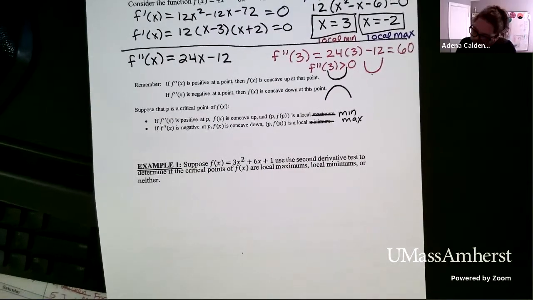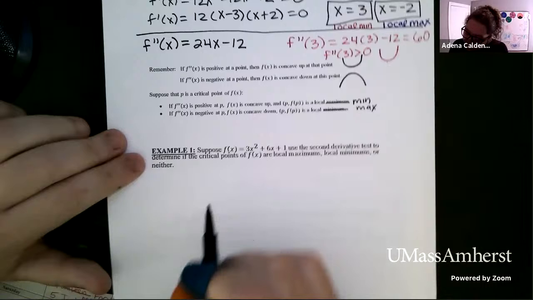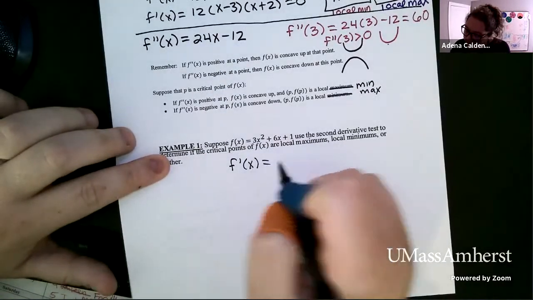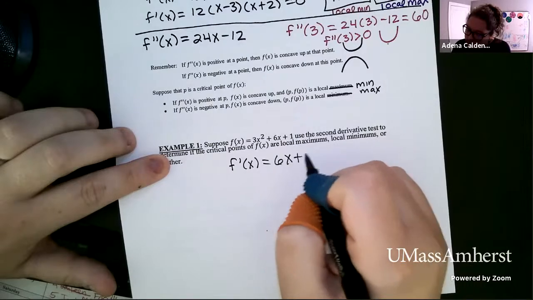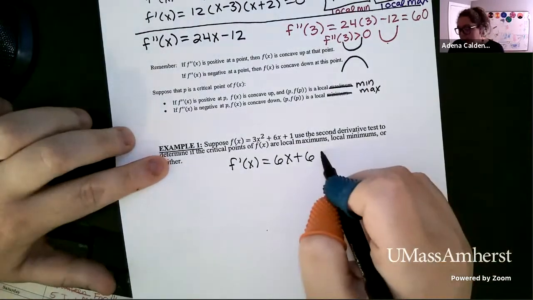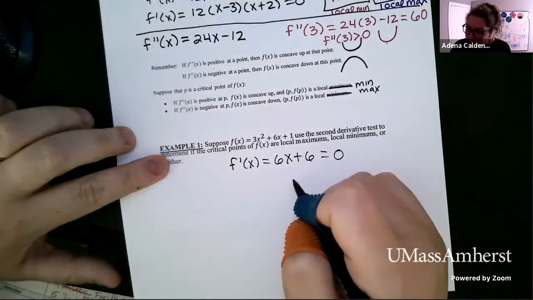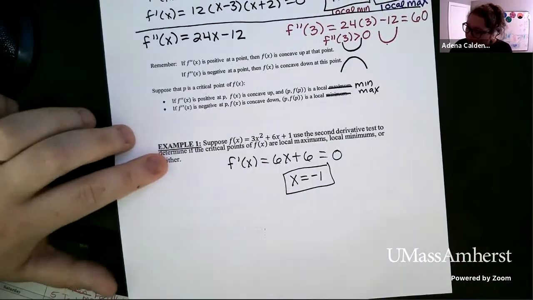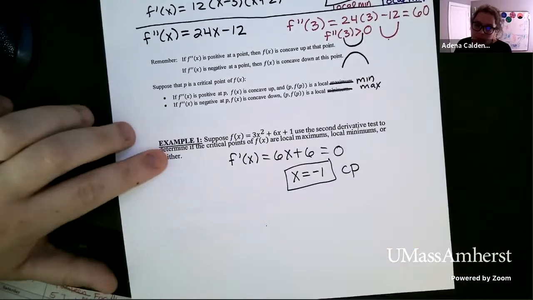All right. So again, we start by finding the critical points. So my first derivative here is 6x plus 6. We set that equal to 0. We solve for x, and we get x equals -1. So our critical point is x equals -1.